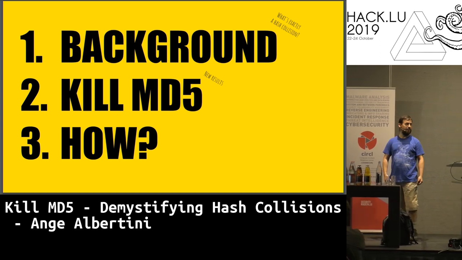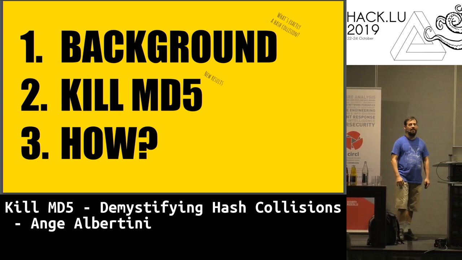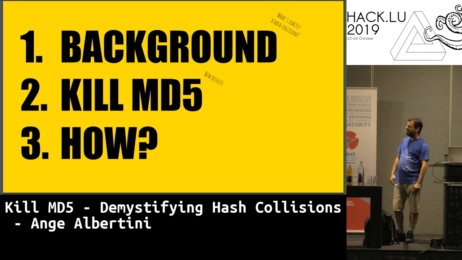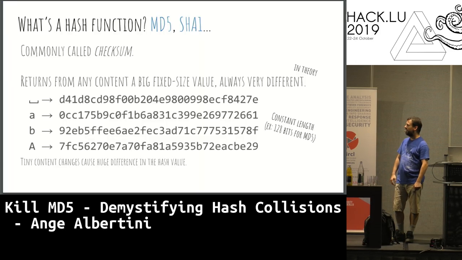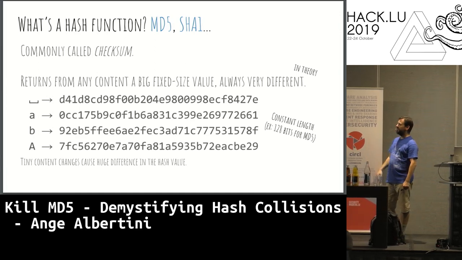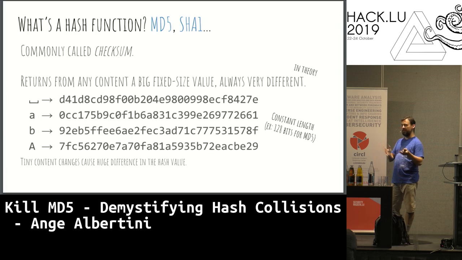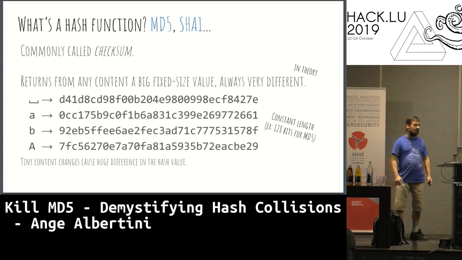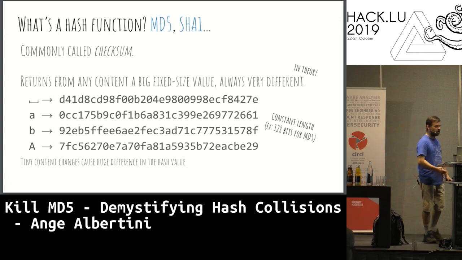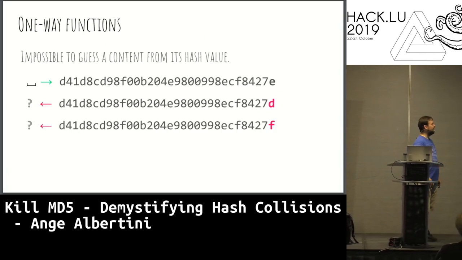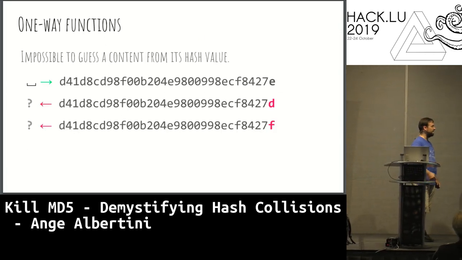So first, I will explain what a hash collision is. And then I will go into detail about MD5 and explain at a high level how these things work. So a hash function like MD5 or SHA-1, sometimes called a checksum, is something that takes some content and then returns a big fixed value that is always very different. And a small content change creates a huge difference in the hash value.